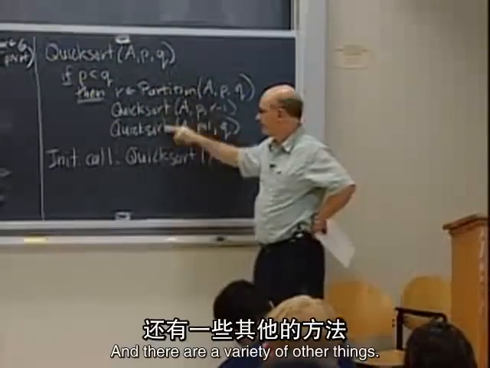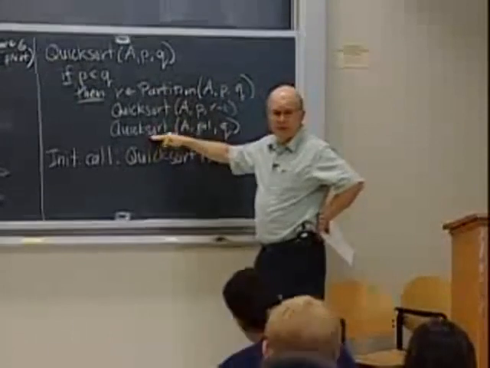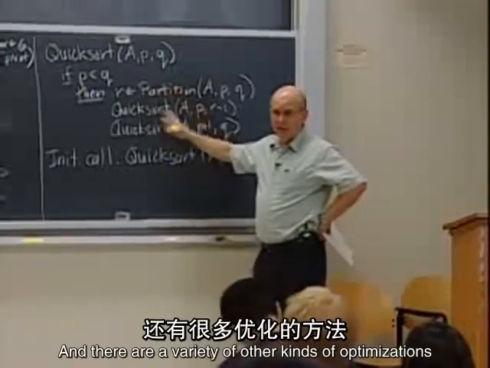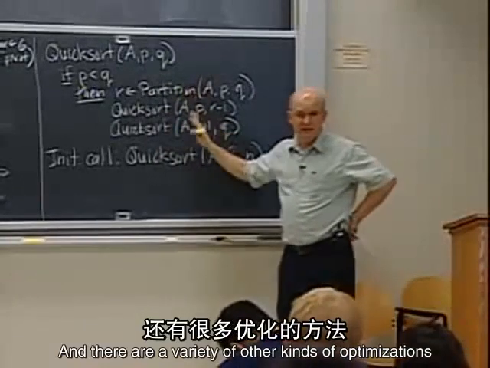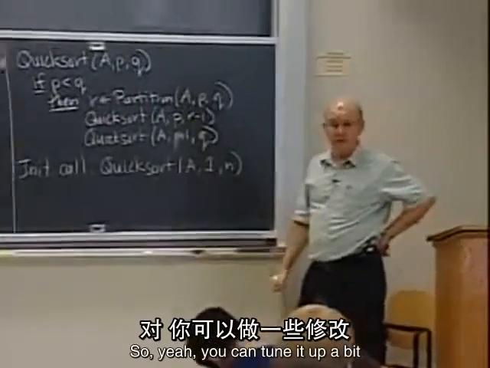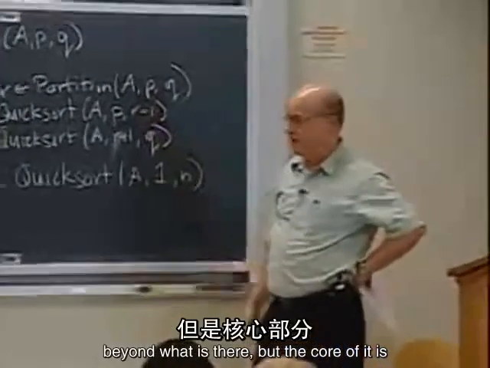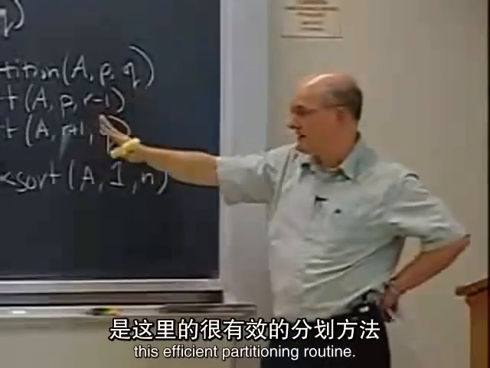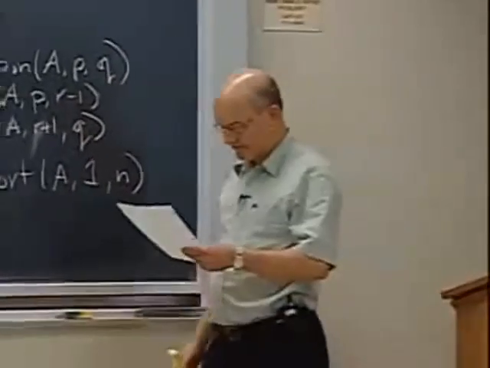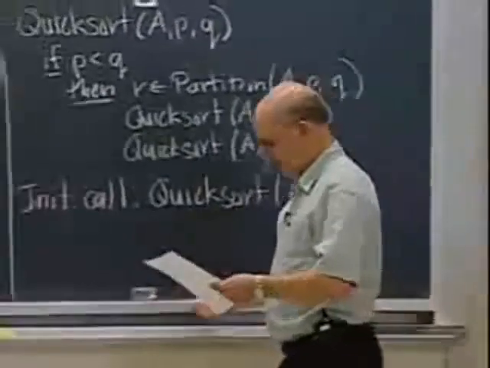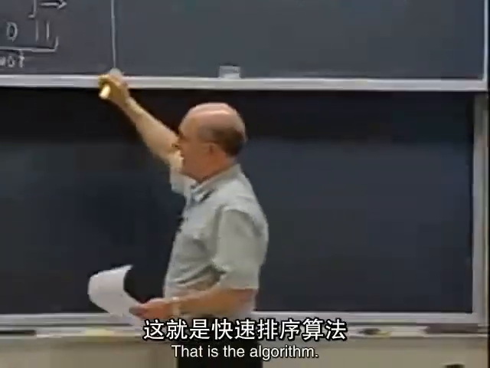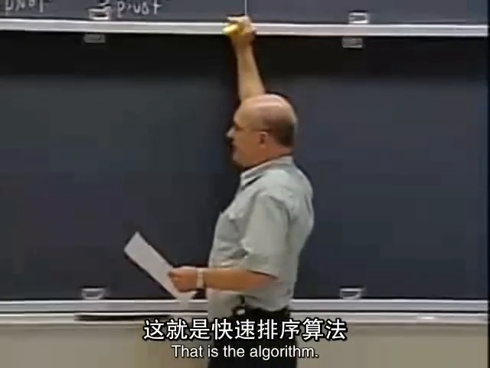And there are a variety of other things. This is tail recursive code, and so you can use certain tail recursion optimizations. And there are a variety of other kinds of optimizations that you can use to make this code go fast. So yeah, you can tune it up a bit beyond what's there, but the core of it is this efficient partitioning routine. Okay, so that's the algorithm.